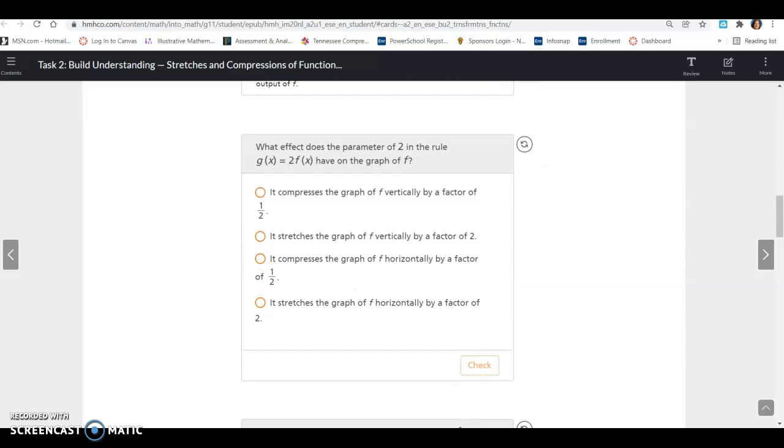All right, so what effects does the parameter of 2 in the rule g of x equals 2 times f of x have on the graph of f? All right, so it says it compresses, it stretches. All right, so it stretches the graph of f vertically by a factor of 2. So that is true.